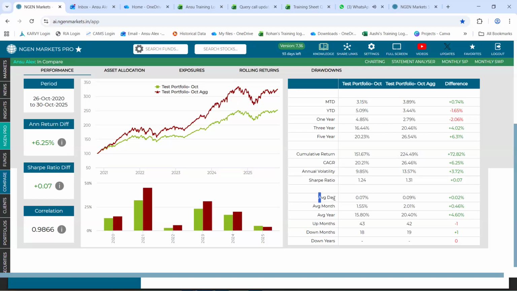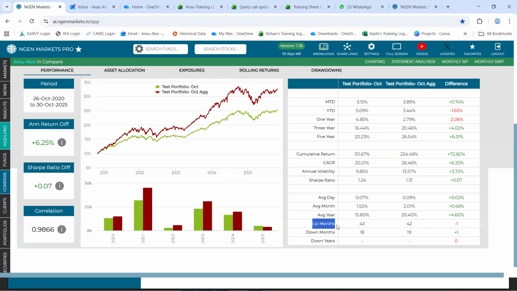Following that, you can see the average daily return generated by the equally allocated portfolio, in addition to the aggressive portfolio. And then the parameters that you see, average month and average year, typically say the average monthly return and the average yearly return generated by both the portfolios.